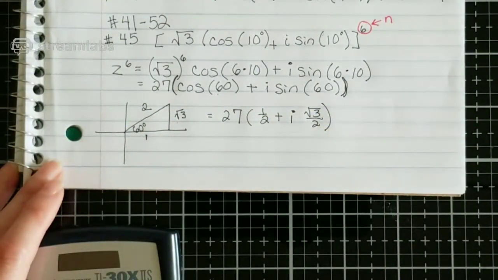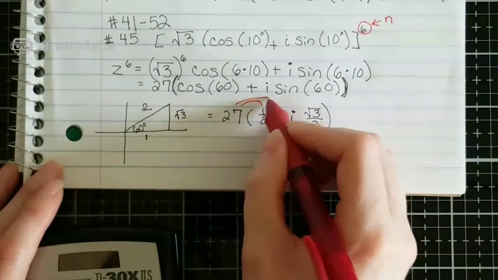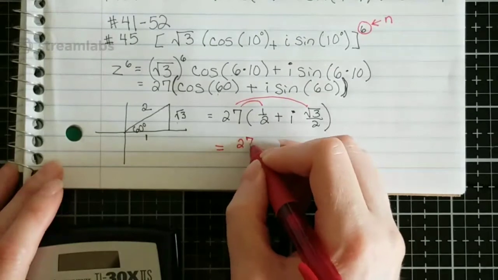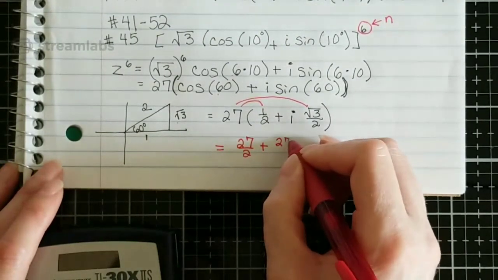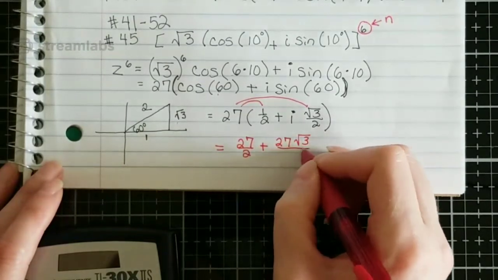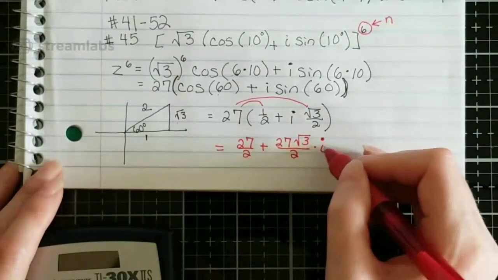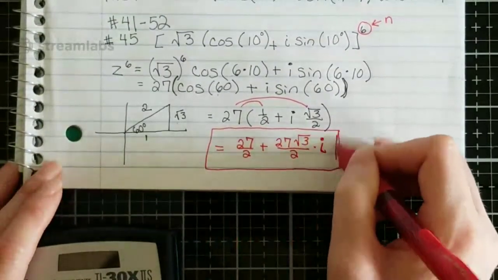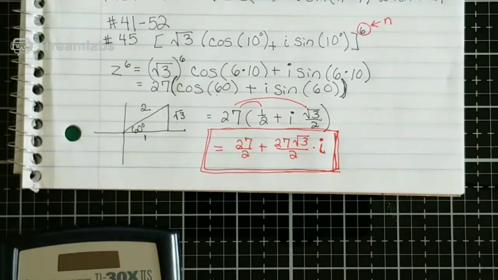All right, and then the next thing we want to do is distribute that 27. So this is going to be 27 over 2 plus 27 square root 3 over 2 times i. I guess you could put the i in the front. It doesn't really matter. I'm sorry about that dinging on my phone. Okay, and that's your answer for that.